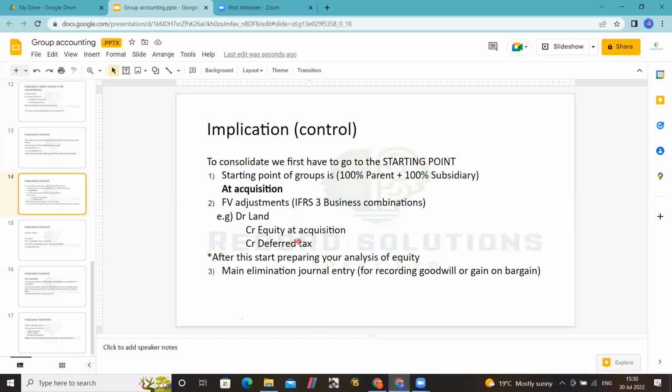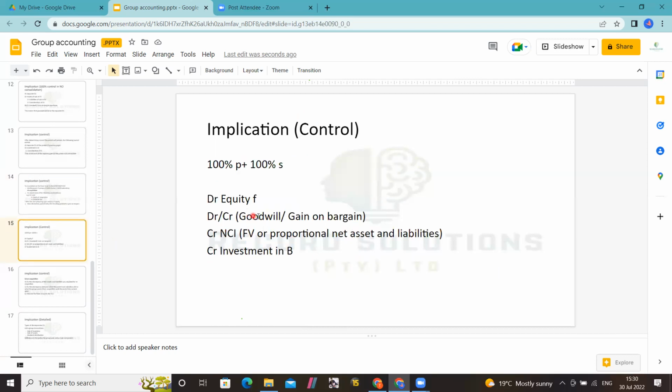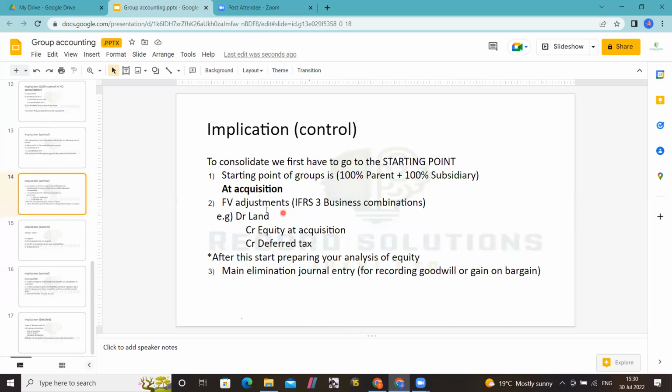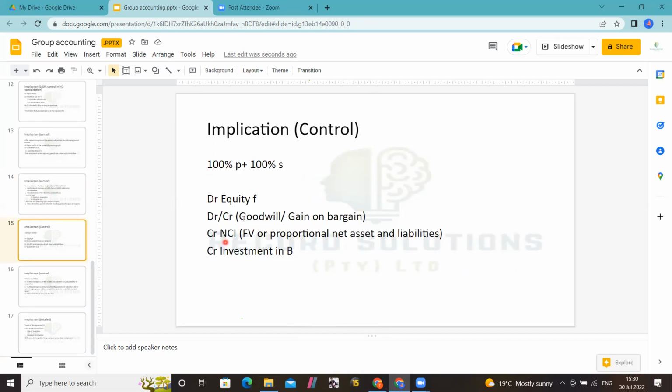Now, if this equity acquisition is a credit balance, then you're going to debit it here, together with the equity. And if it's a debit balance, then you're going to have a credit balance for equity acquisition. However, if you take the compilation of all of that equity of the subsidiary and the equity acquisition, that gives you the value of the business at acquisition.